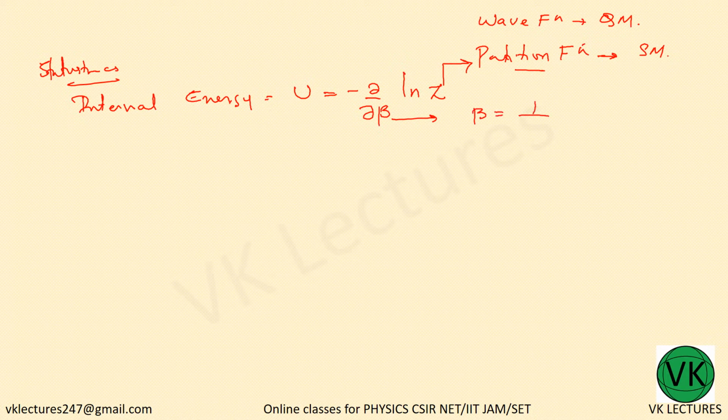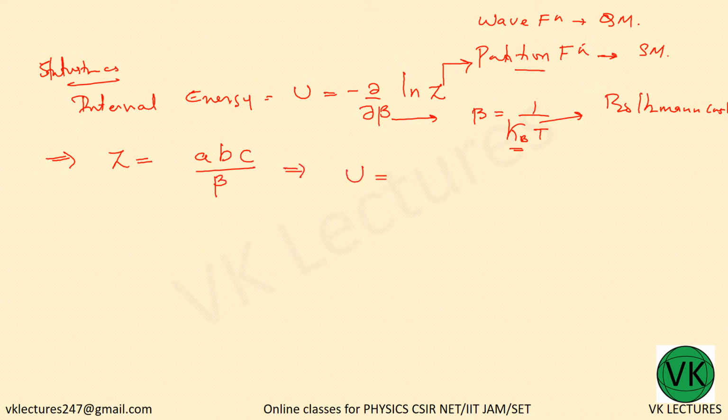Now what is beta? Beta is nothing but 1 by kbT. What is kb? Kb is Boltzmann constant. Okay, fine. We will discuss all those things when we are discussing statistical mechanics, but just to see how the problems come, we just have to understand, right? For that purpose I am just writing Z is equal to ABC by beta.